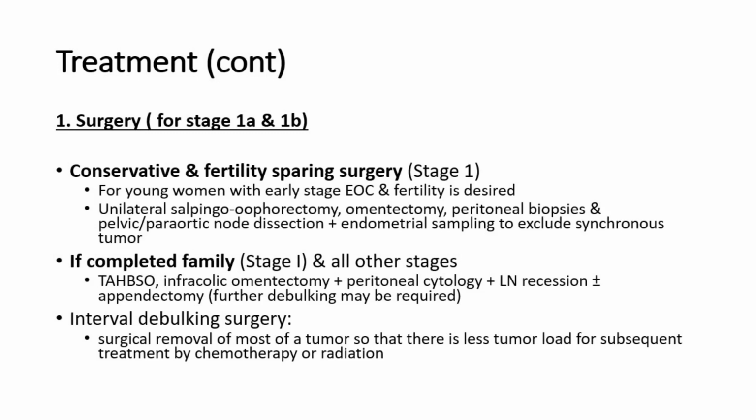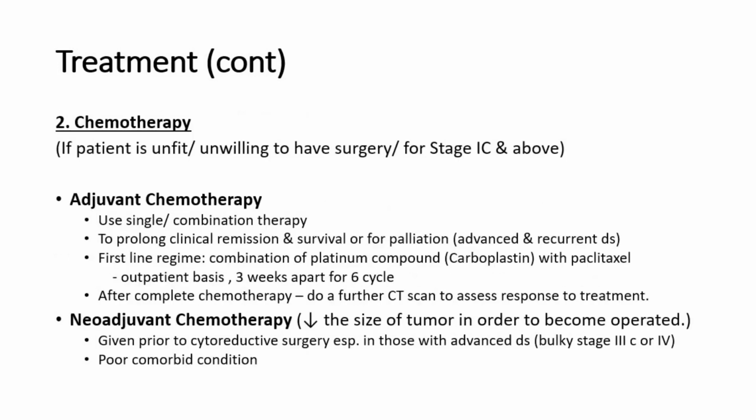The primary surgery for stage 1A and 1B, where the tumor is confined to the ovaries with capsule intact and no ascites, can be conservative and fertility-sparing for young women with early stage disease. If the family is completed in stage 1, we can offer TAHBSO, infracolic omentectomy, peritoneal cytology, and lymph node dissection. Chemotherapy can be given if the patient is unfit or unwilling to have surgery, or the staging is 1C and above. We can give adjuvant chemotherapy, which is a combination of carboplatin and paclitaxel. We can also do neoadjuvant chemotherapy if the tumor size is very big, to reduce the size before operation.